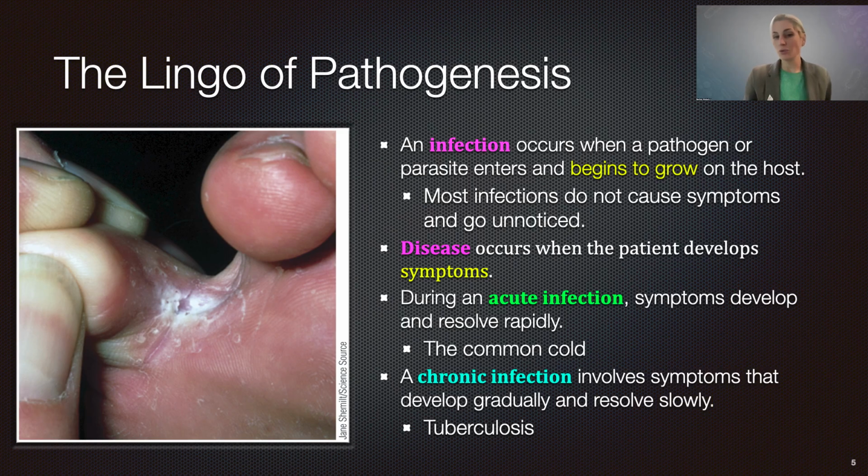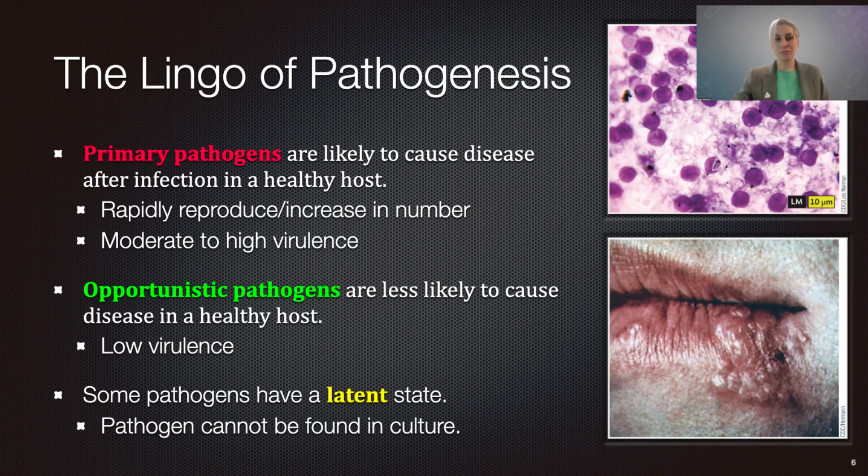We have acute infections where we have symptoms that can come and go, like the common cold. Then we have chronic infections that are going to come on over and over again that we don't necessarily just get rid of, like tuberculosis, for example. We have different types of pathogens. We can categorize this in two ways. We have primary and opportunistic pathogens.